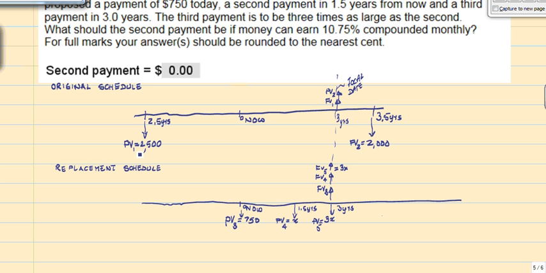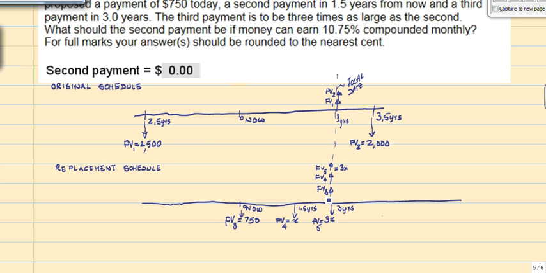So now we want to find future value of $2,500 on the focal date, which is 3 years from now. So that's going to be future value 1. And then we want to find present value of this future value 2 on the focal date. So that's present value 2. Then we go to replacement schedule, and we have a present value 3, which we call that first payment in the replacement schedule of $750. We want to know how much that money is going to grow from now until 3 years later.